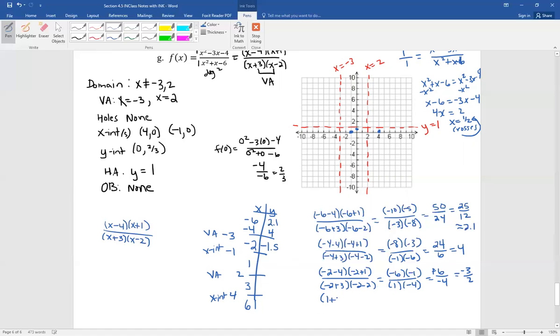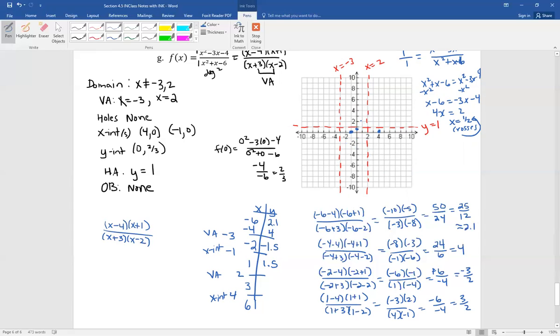Plugging in positive 1. So this one just takes more work because there's more points that we need to really sketch out what's happening around all of those asymptotes and the x-intercepts. So 1 minus 4, 1 plus 1, 1 plus 3, 1 minus 2. Plugging again into this function that we had. So this is -3 times 2 over 4 times -1. That is -6 over -4, and that is positive 3/2. So notice we were down here, but now we're going to go up above the line 1. So that's that crossing part. And it happens at 1/2. That's where the crossing happens at.